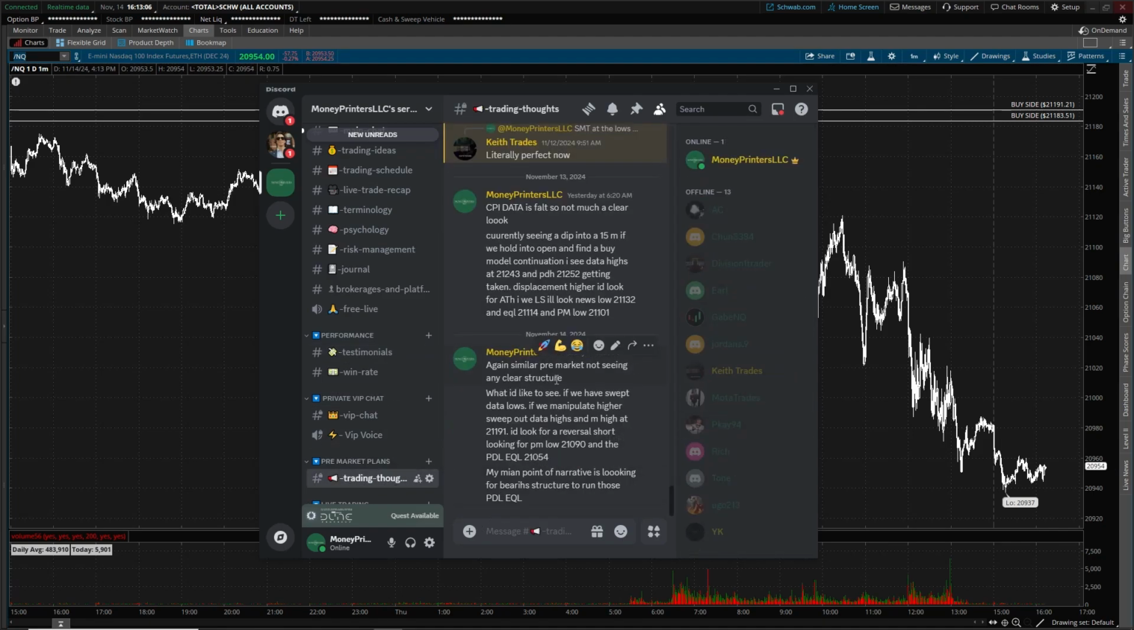Pre-market plan was very simple. I didn't see much structure, but I said since we have swept out the PPI data low, I would look for the manipulation to sweep out the high and then look for the reversal short down to pre-market low and previous day's equal low. Said it again, my main narrative is that previous day's equal low.